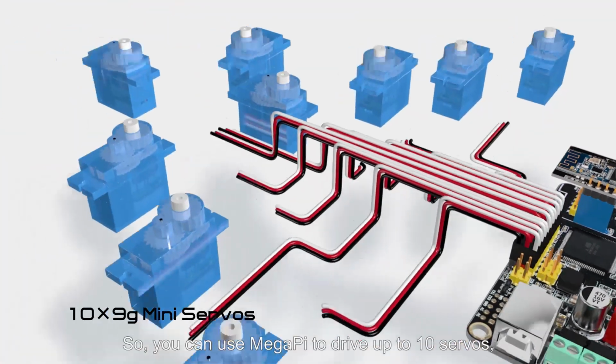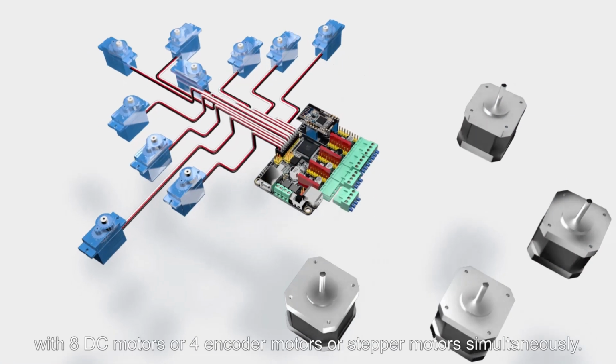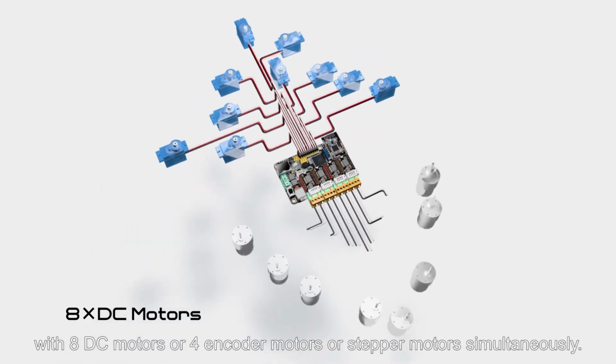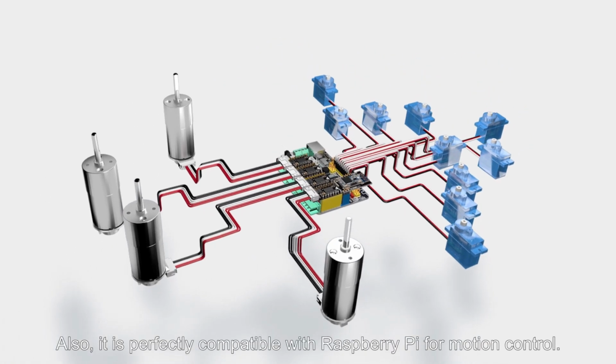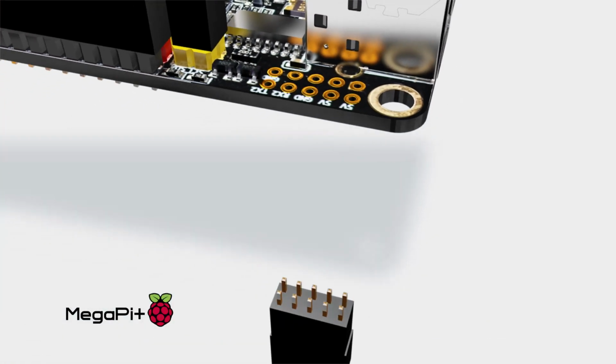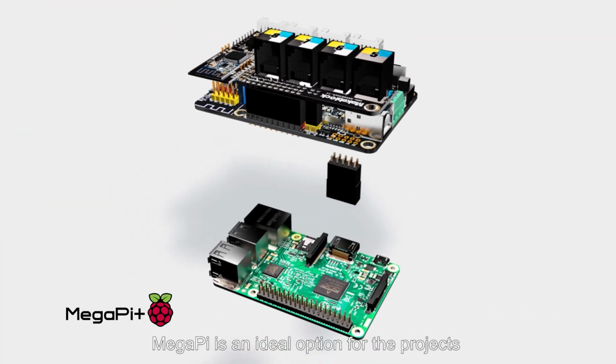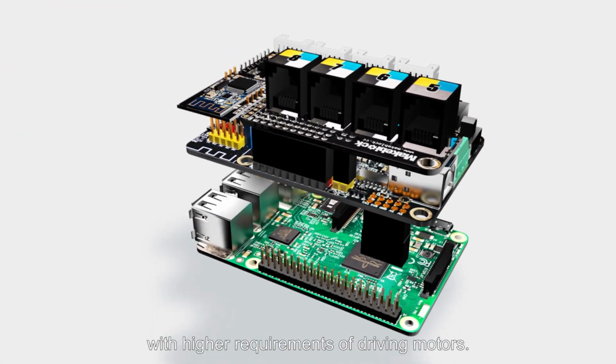So you can use MegaPi to drive up to 10 servos with 4 stepper motors or 8 DC motors, or 4 encoder motors simultaneously. Also, it is perfectly compatible with Raspberry Pi for motion control. MegaPi is an ideal option for the projects with higher requirements of driving motors.